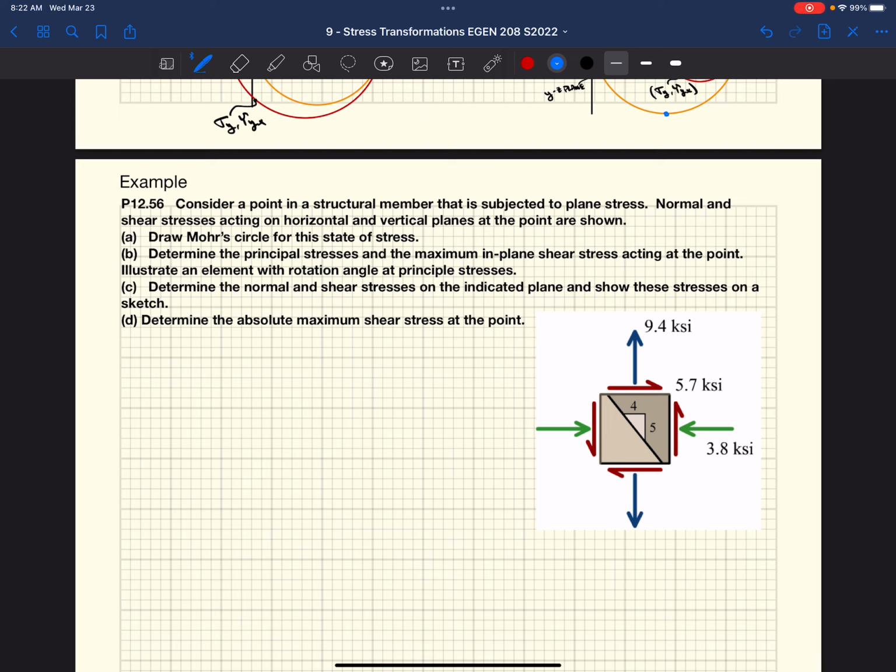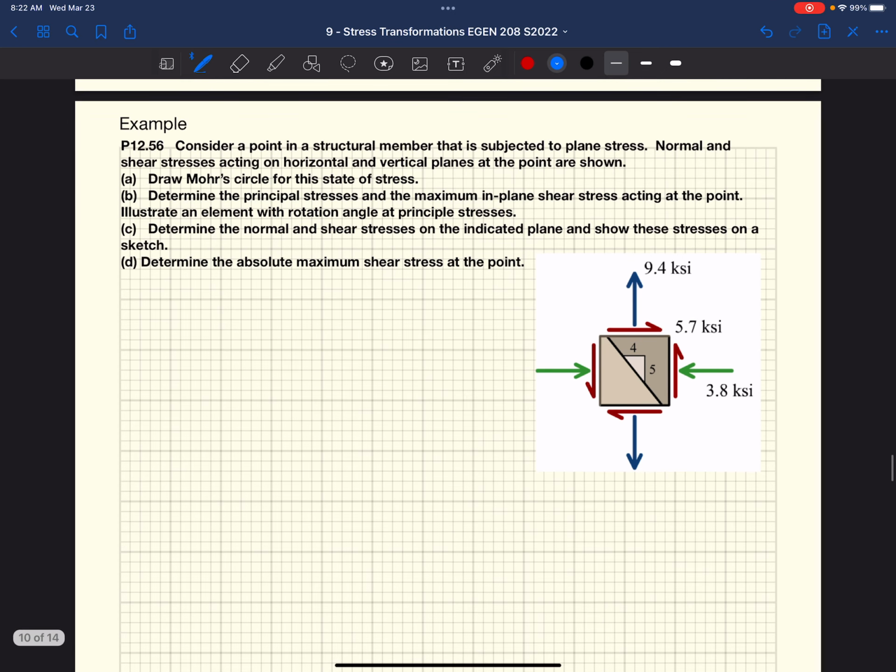And then finally, they want to determine the absolute maximum shear stress at the point, right? So up above, they asked us for the maximum in-plane shear stress. Well, now they want the maximum absolute shear stress. Is this basically everything we've done so far in one problem? Everything we've done so far in one problem, correct? Okay. So what do we got to do first?